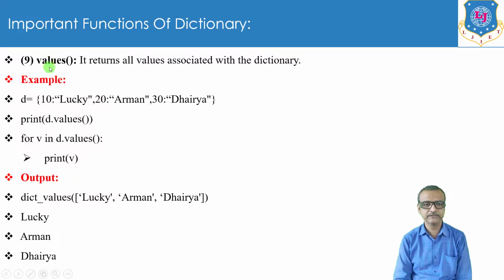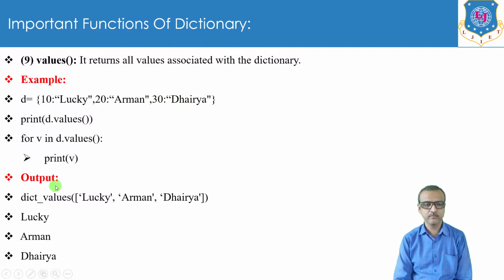Now we have the next function, that is values. Now what this function will do is return all values associated with the dictionary. For example, we have dictionary D, and in dictionary D we have taken these three key value pairs. Print of D.values will print the values of the dictionary D, that is Lucky, Arman and Daria in this case. Now we can print these values with the help of this for loop also, that is for v in D.values, it will print v, and here in v we have the values of this dictionary, that is Lucky, Arman and Daria.